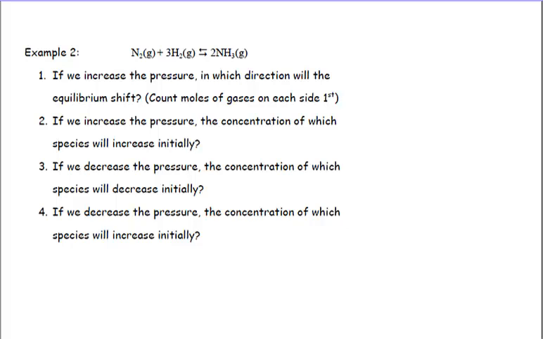Okay, actually there's 2 more examples, I'm sorry. If we increase the pressure for this example, let's first figure out how many moles we have of everything. So we have 1 mole of gas here and 3 moles of gas here. I'm looking at the coefficients. So on this side we have 4 moles of gas. On this side we only have 2 moles. All right, so that's going to help us determine where the shift is going to go.